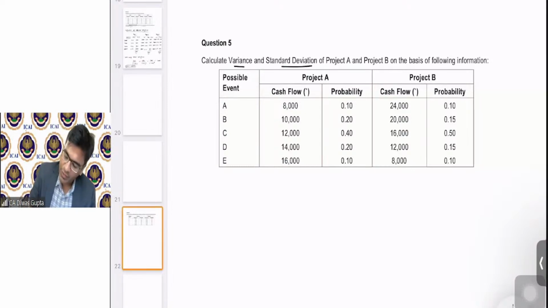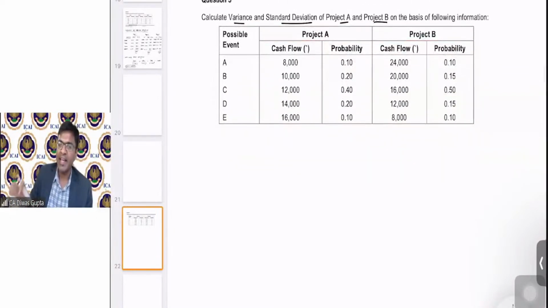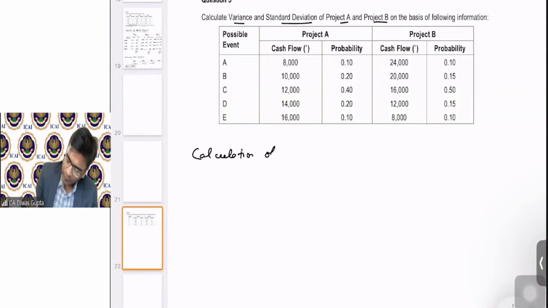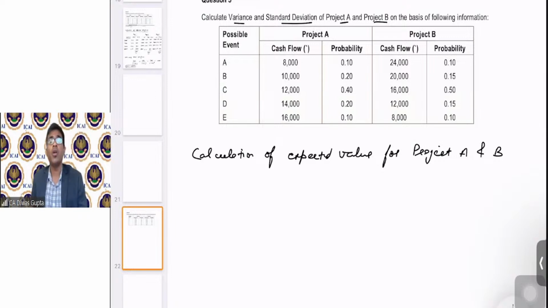Calculate variance and standard deviation of project A and B on the basis of the following information. This will help us in applying the formula of standard deviation. It's very easy and very simple. Okay, perfect. So there are no incremental questions, I was just checking that. Now let's come to the solution. Calculation of expected value for project A and project B. First of all, for calculating the standard deviation or variance, we have to calculate the expected value, which is the mean, correct? So this is our first step.